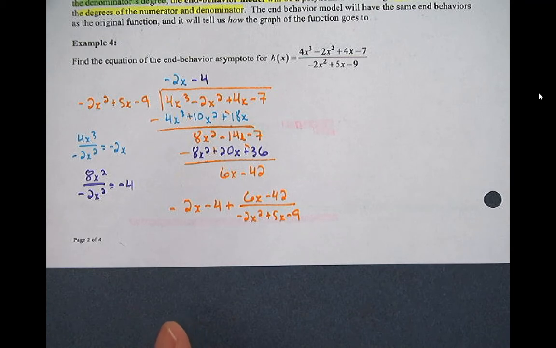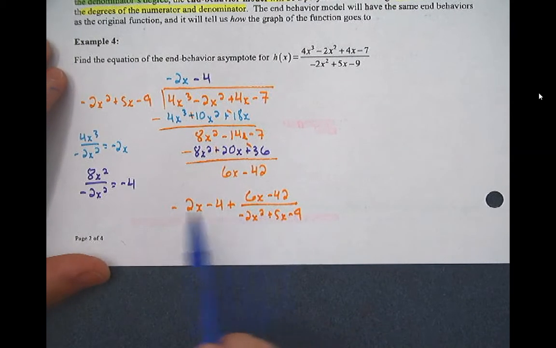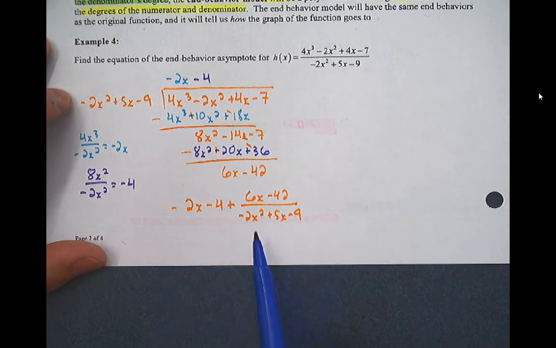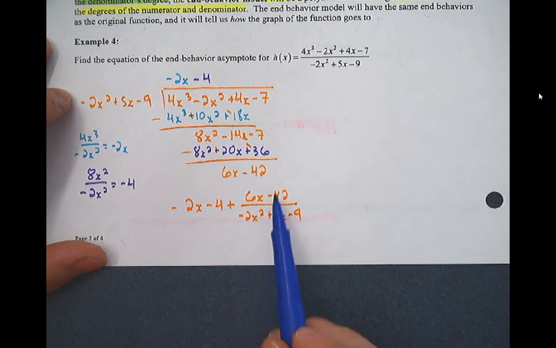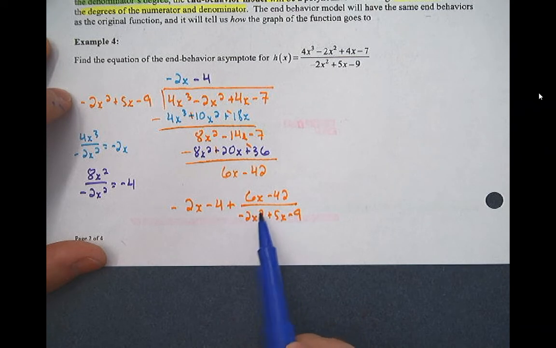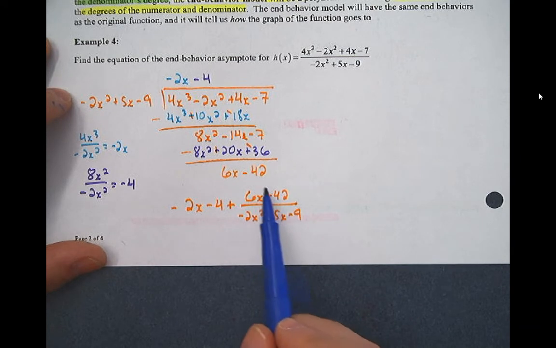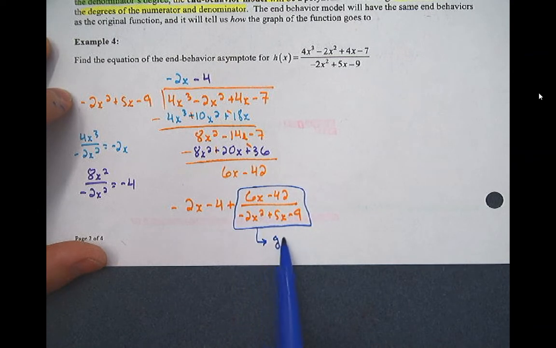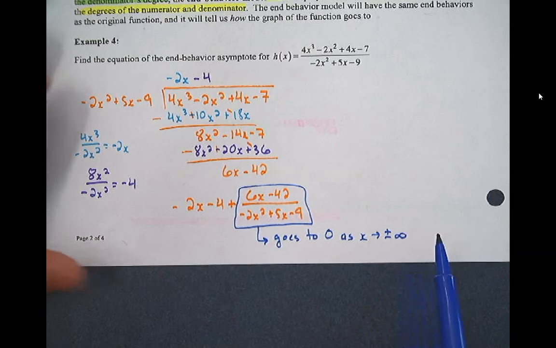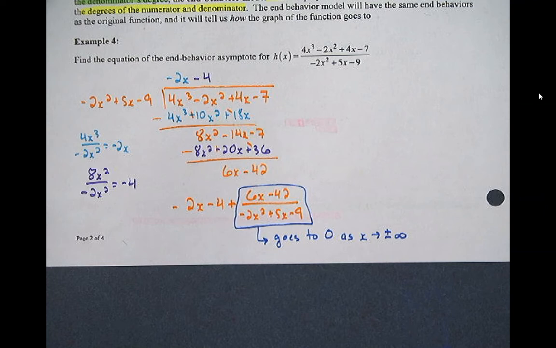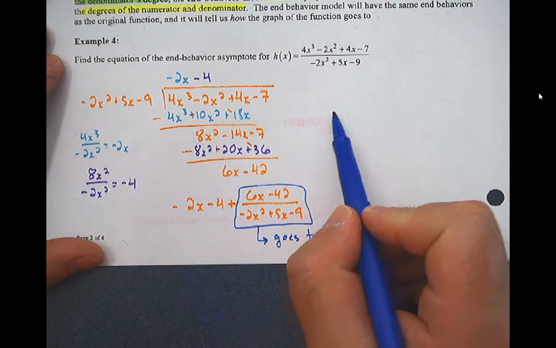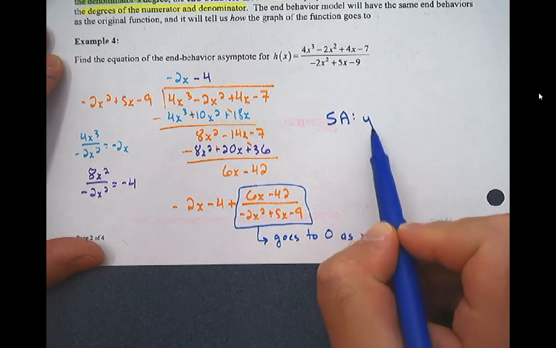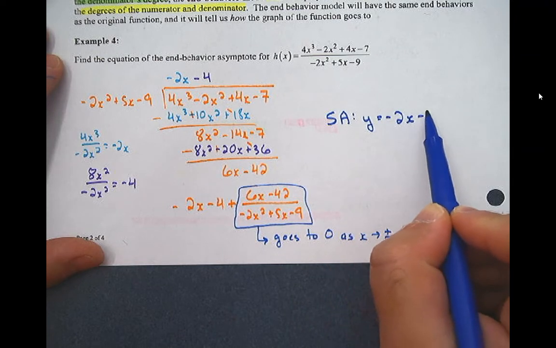But what we're doing is we're looking at this function as x approaches infinity. And as x approaches infinity for this term, who's getting bigger faster, the numerator or the denominator? The denominator is. So this term goes to 0 as x approaches positive or negative infinity. So that term drops away, and what I'm left with is what my graph levels off at, which is called the slant asymptote, or the SA.